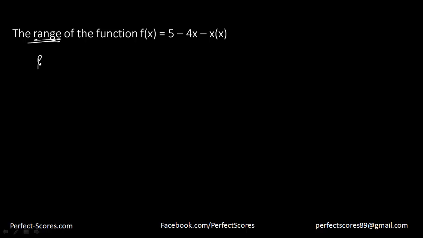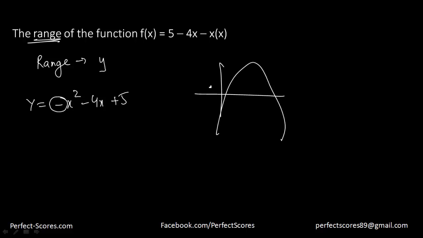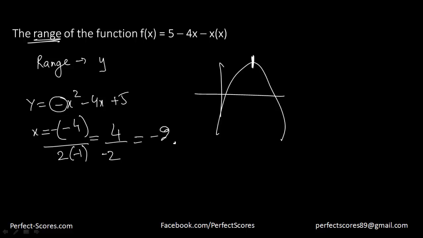So if I want to find out the range of the function, I have to check all the values of y. First thing, as you can see, the function is of this sort. That means a is negative, so the graph is going to be like this. Let's find the x coordinate of the vertex. It is minus b over 2a, that is minus of -4 divided by 2 times -1. So minus b over 2a is going to be 4 over -2, that is equal to -2. That means the x coordinate here is equal to -2.